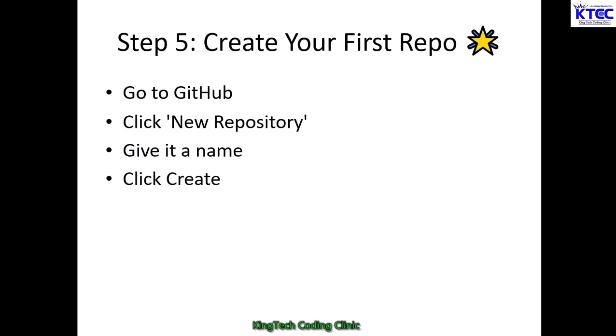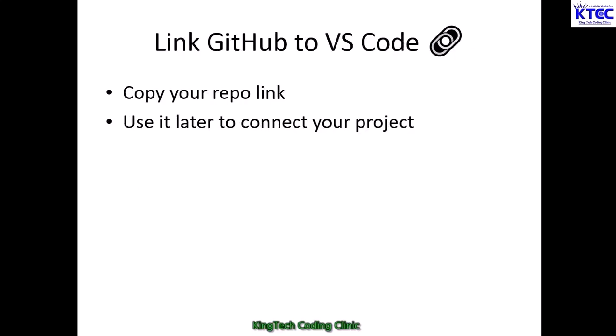So we go to GitHub and then we click on new repository, give it a name, and then we click create, and from there we can link GitHub to our VS Code. To do that, we go ahead and copy our repo link. I'm going to show you live how this is all done, right? I'm just walking you through this slide so that you can have a fair idea.